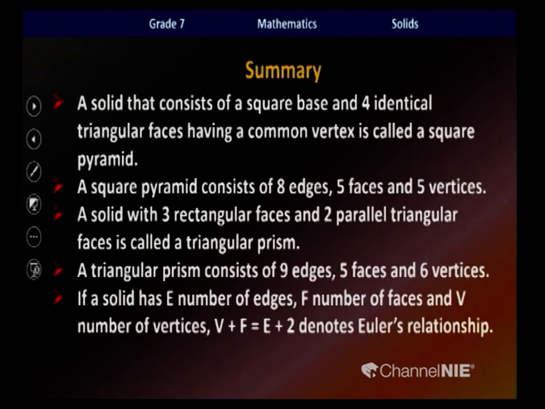At last, we have discussed the Euler's relationship. There you have learnt that if a solid has E number of edges, F number of faces and V number of vertices, you can denote the Euler's relationship as V plus F equals E plus 2.